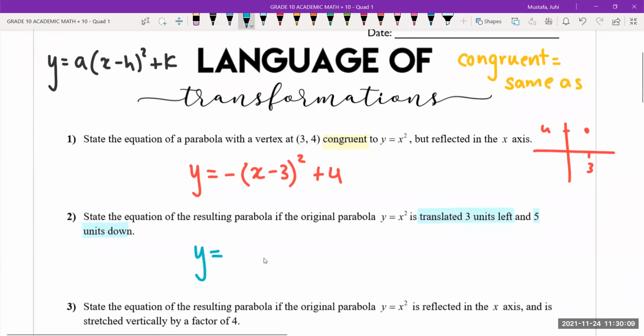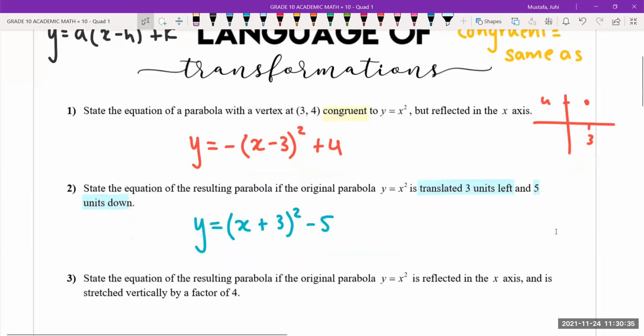All right, so we don't need a negative. What are we going to put inside of the bracket? If it's 3 units to the left, yep, x plus 3 squared. And then 5 units down, so what are we going to put for that? Minus 5. Is that pretty straightforward? Okay, let's keep going.